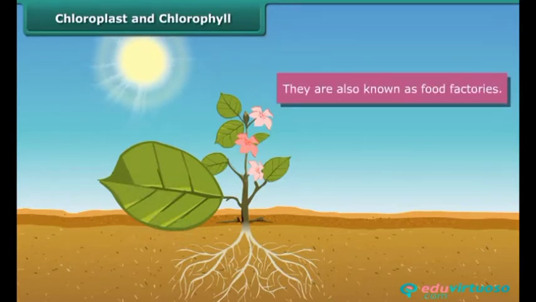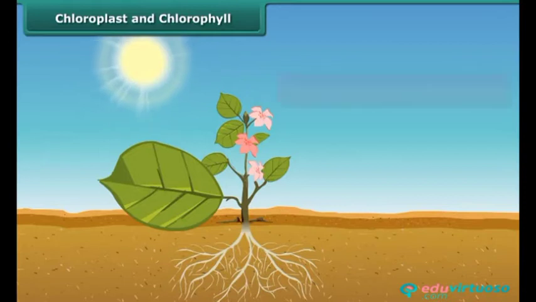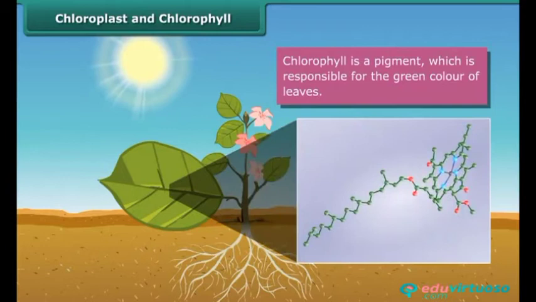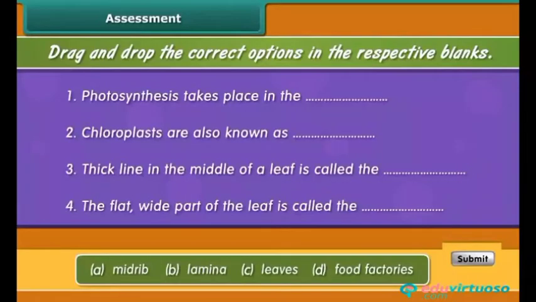So chloroplasts are known as the food factory of a plant. So which is the food factory? Chloroplast. So what is the reason for the green color of a leaf? It is the pigment known as chlorophyll. Okay, so chlorophyll is the pigment which is responsible for the green color of leaves. This chlorophyll gives green color.